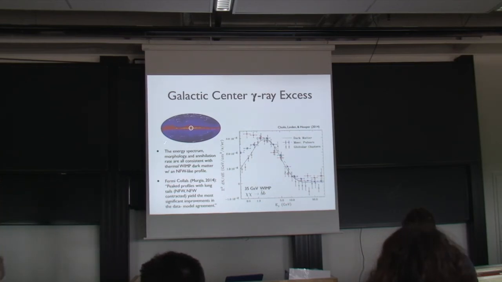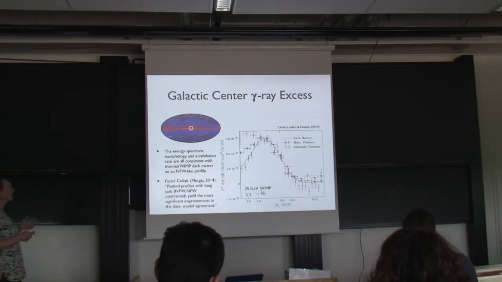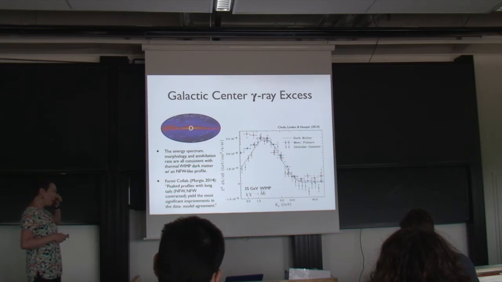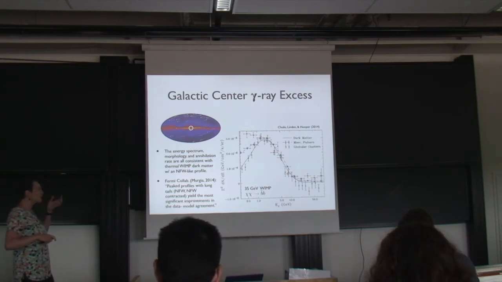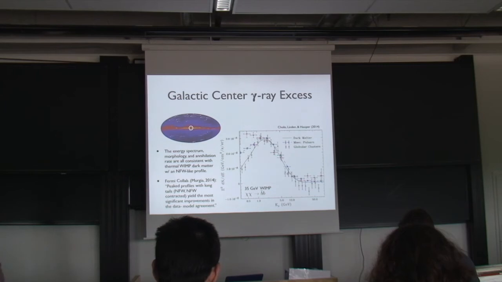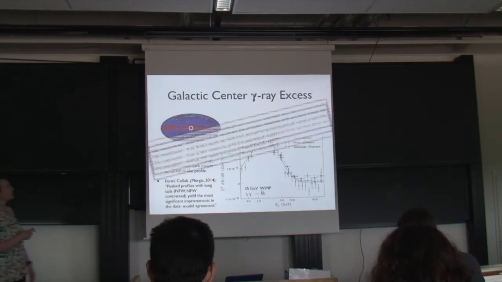So back in 2014, everyone who looked at it really said that the energy spectrum, morphology, and annihilation rate were all consistent with thermal dark matter with an NFW-like profile. And even the Fermi collaboration said that peaked profiles with long tails yield the most significant improvements in data-model agreement. Now, that was old. That was a few years ago.